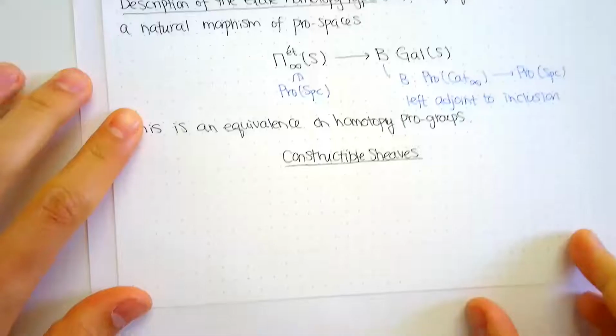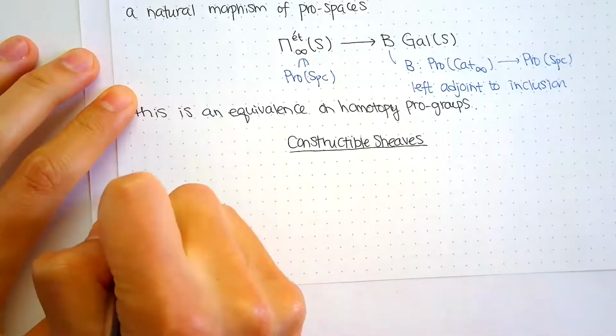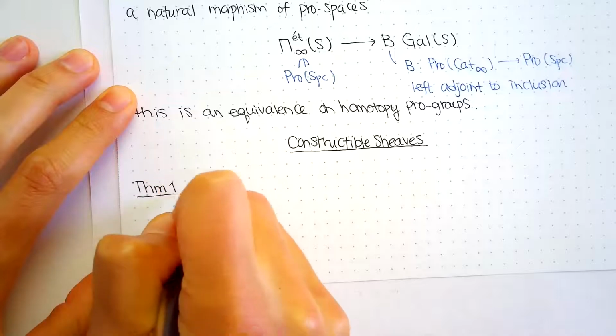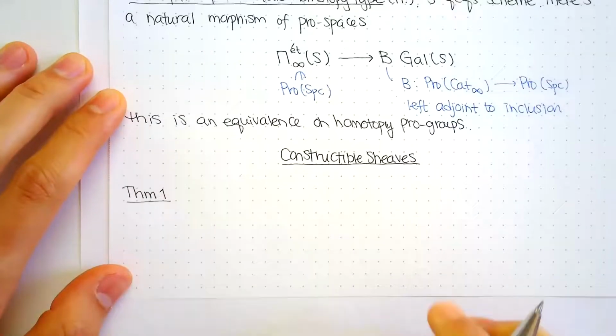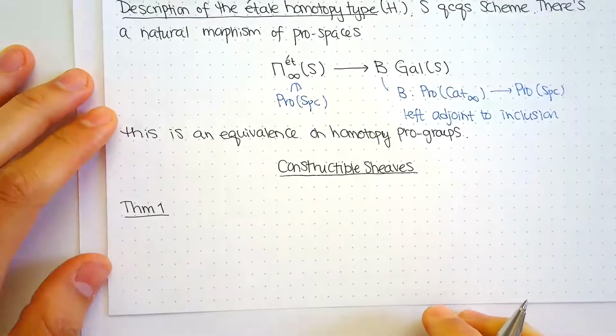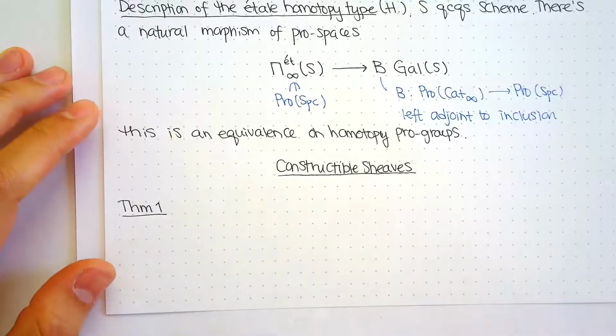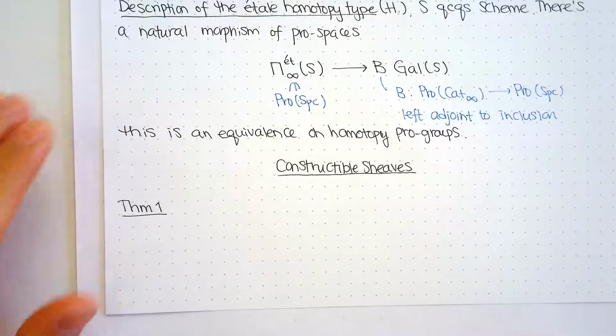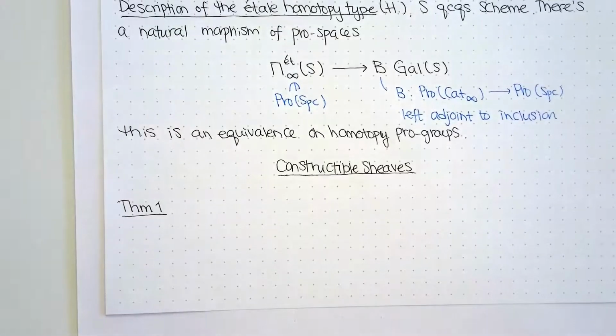Sorry, can I ask one quick question? Is this B Gal S always pro-truncated, or do you know what happens to it? Yeah, I don't know, actually. So you only know that this map is an isomorphism on pro-truncations. You don't know it exhibits the right-hand side as the pro-truncation of the left-hand side. Yeah, I don't know if it's pro-truncated in general.